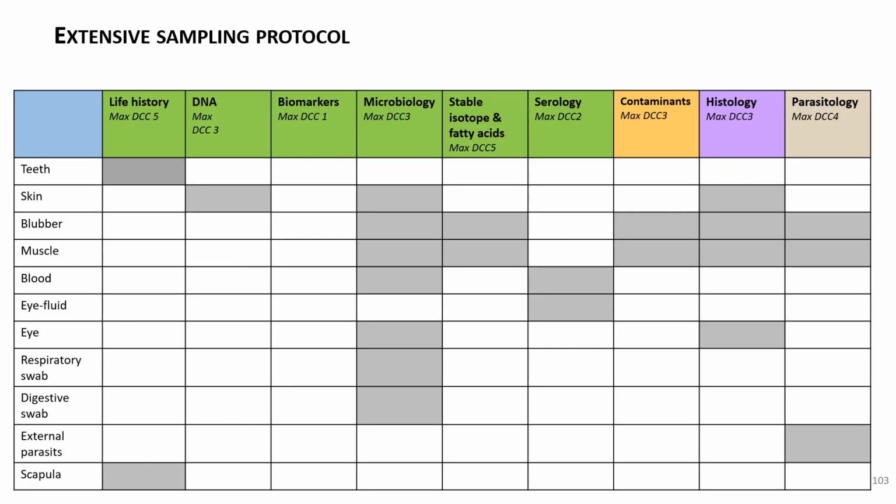And here is a more complete list of samples that we can collect. For example, teeth, we can use for life history and the maximum decomposition code is 5. The skin, we can collect for DNA, for microbiology, for histology, and the maximum decomposition code in this case is 3, and so on. Some of the samples are blubber, muscle, blood, eye fluid, eye, respiratory swabs, digestive swabs, external parasites, and scapula.